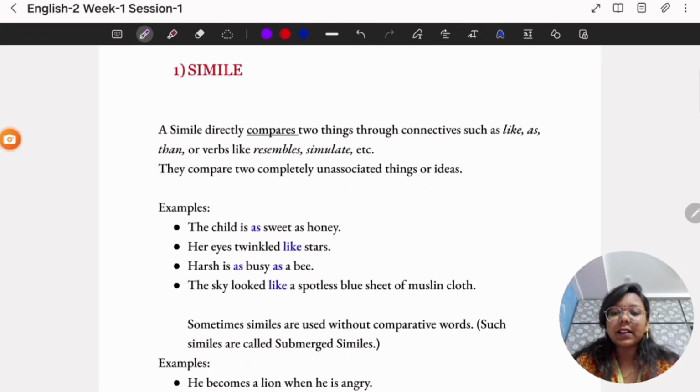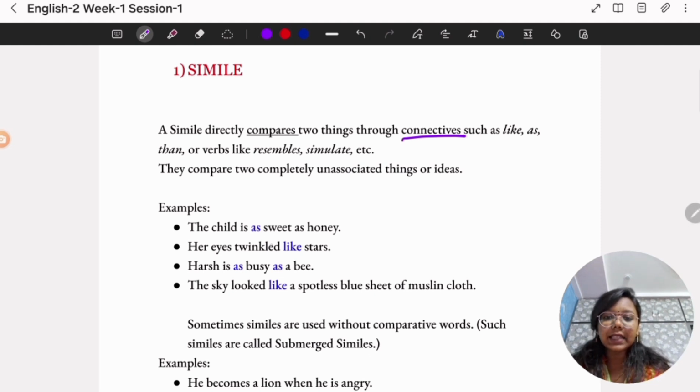So simile. A simile directly compares two things through connectives such as like, as, than, or verbs like resembles, simulate, etc. They compare two completely unassociated things or ideas. So, what is a simile? It's basically a comparison and it compares two completely unrelated things, two things which are not even related to each other. And they use connectives. So, it's important to note this down, connectives and comparison. So, let's see the examples.